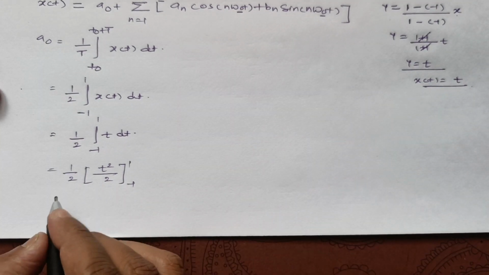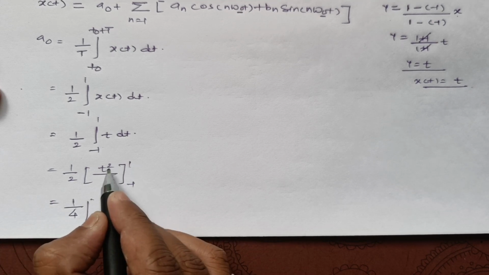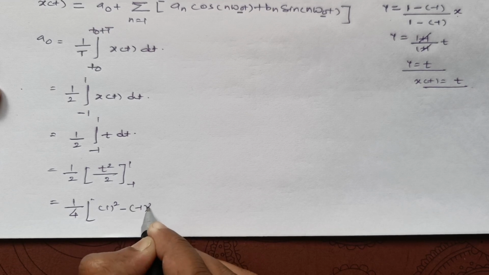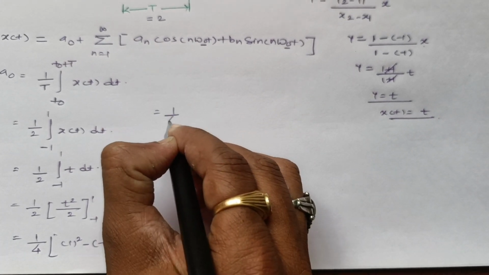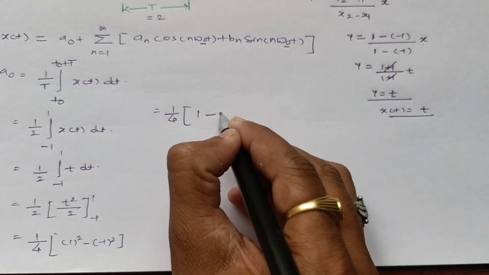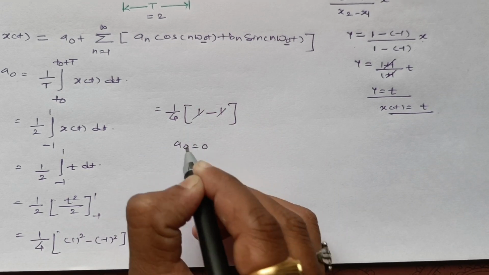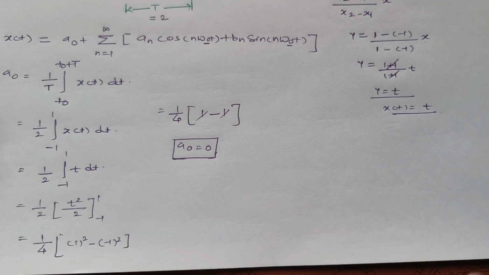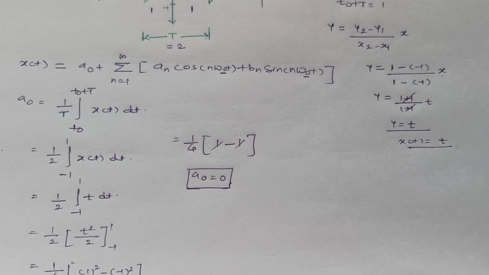Now we'll put upper and lower limits. I will take 2 outside, so it will be 1/4 and this will be 1 square minus this term minus 1 square. So if you write it here, we'll be getting 1/4. 1 square is 1, minus 1 square is 1. So this will get cancelled and the first coefficient, which we also call the DC component, will be 0. So the value of A naught will be 0.